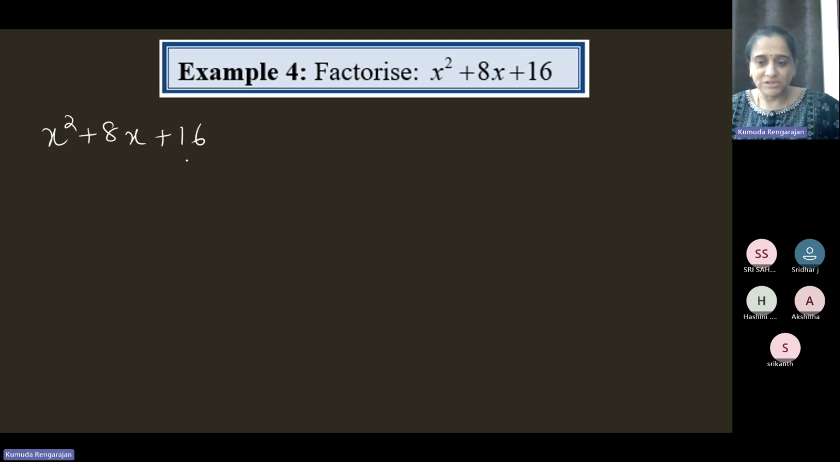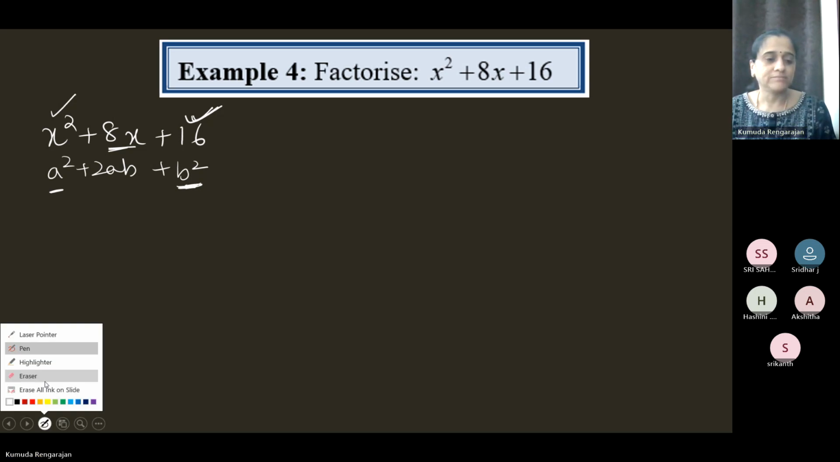Now here, this expression can be factorized in two ways: one using an identity and another by splitting the middle term. Okay, we'll see how to use the identity first. When you look at this expression, you feel it is of the form a squared plus 2ab plus b squared. Here a squared is x the whole square, b squared is 4 the whole square, and this is the 2ab term. So let's check that.